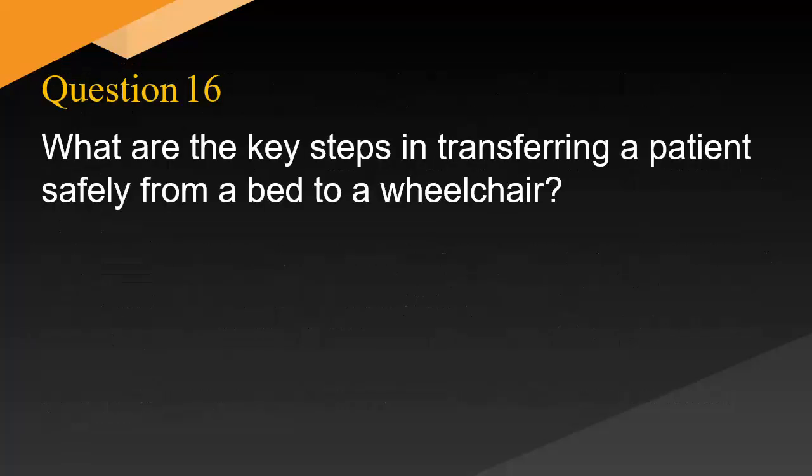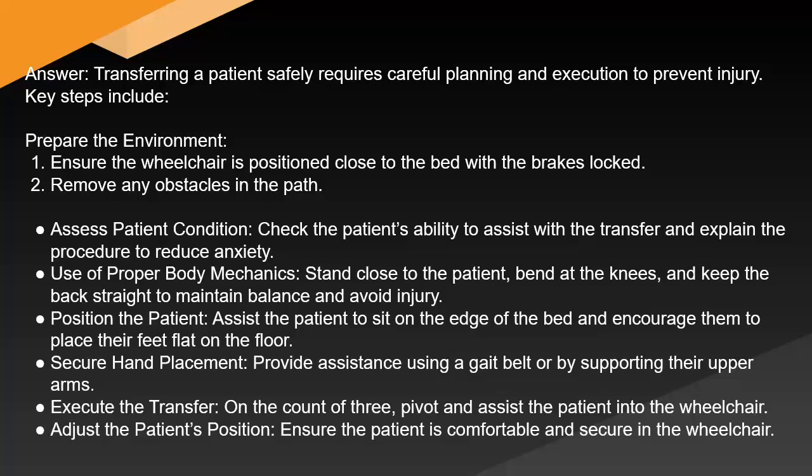What are the key steps in transferring a patient safely from a bed to a wheelchair? Answer: transferring a patient safely requires careful planning and execution to prevent injury. Key steps include: prepare the environment, ensure the wheelchair is positioned close to the bed with the brakes locked, remove any obstacles in the path, assess patient condition, check the patient's ability to assist with the transfer and explain the procedure to reduce anxiety, use proper body mechanics, stand close to the patient, bend at the knees and keep the back straight to maintain balance and avoid injury.